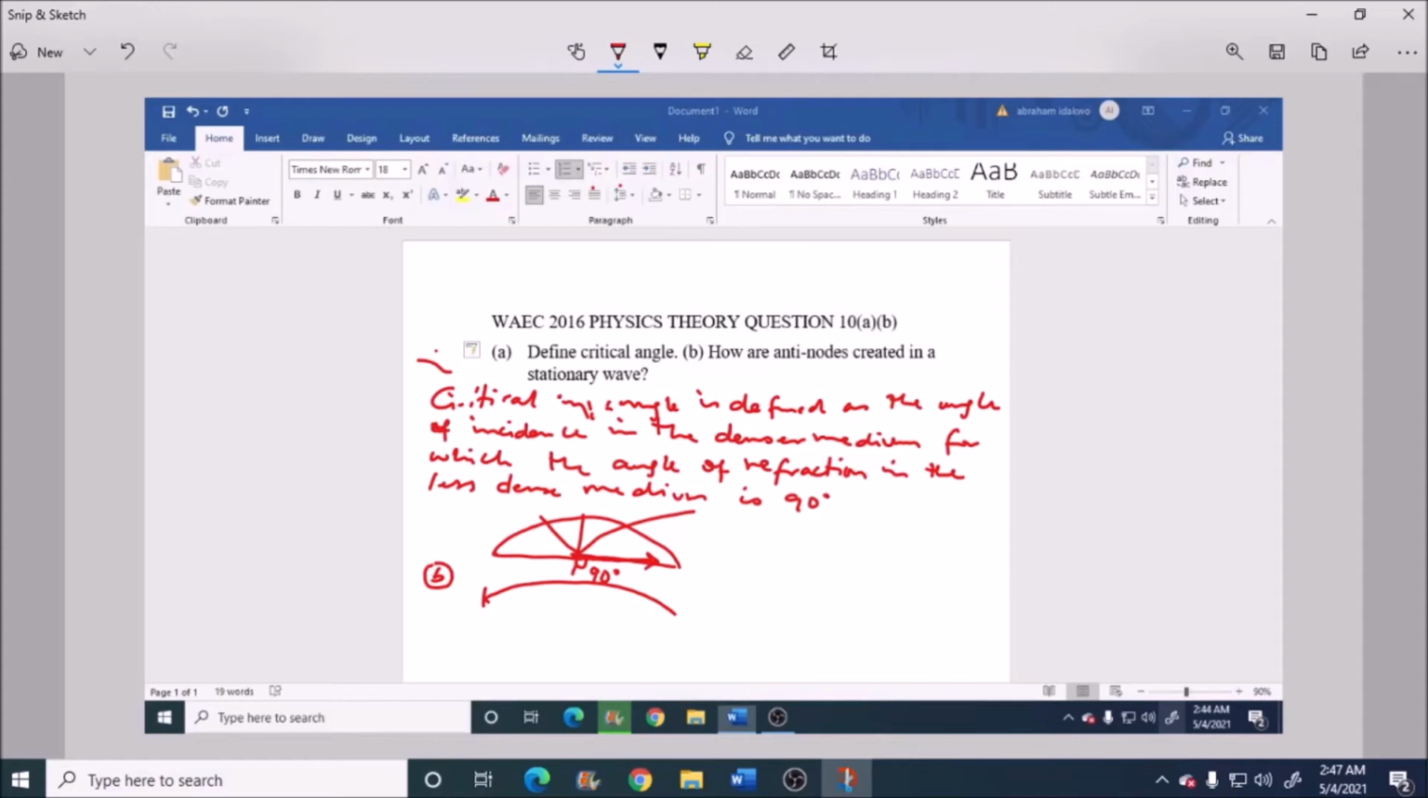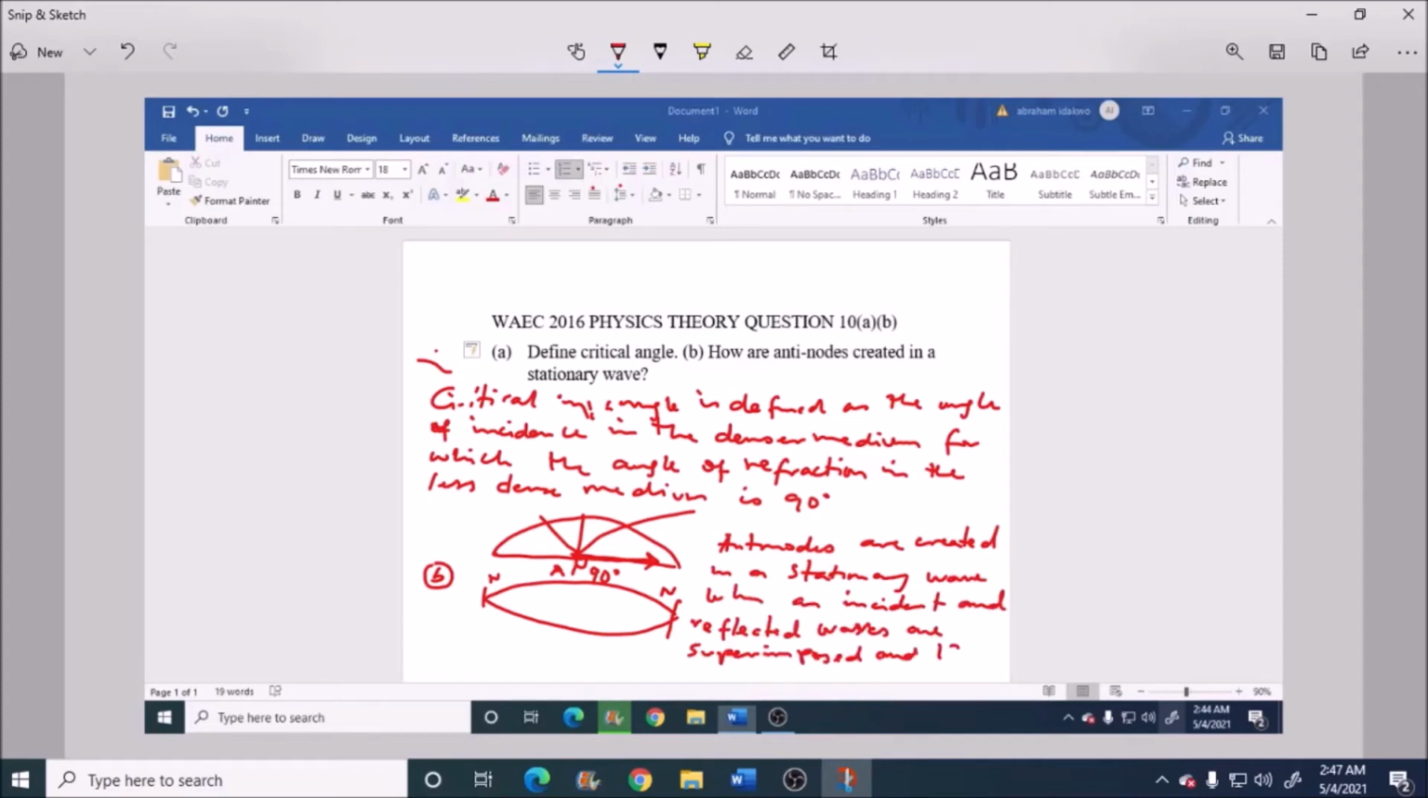So antinodes are created in a stationary wave when an incident and reflected waves are superimposed and 180 degrees out of phase.